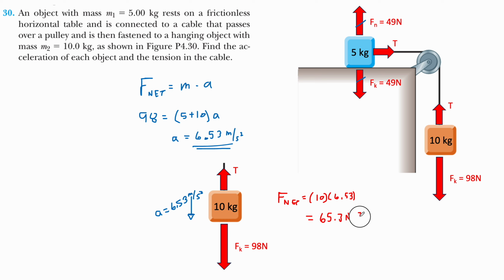Which means the force of gravity has to be larger than the tension by that amount. And if we solve it then, we can very quickly figure out the tension is about 32.7 newtons. Why? Because that is 65.3 newtons less than the 98.